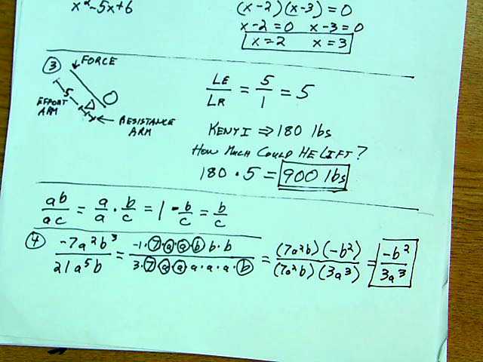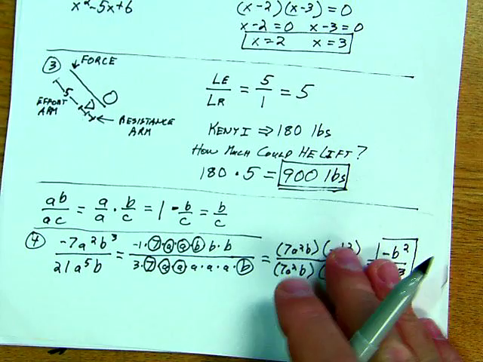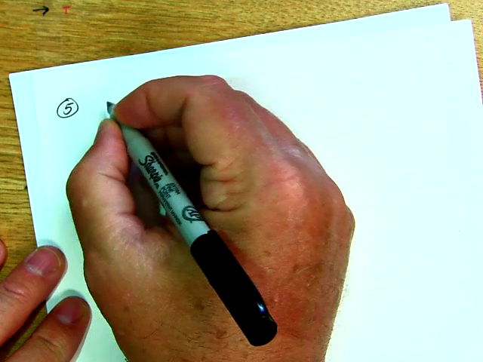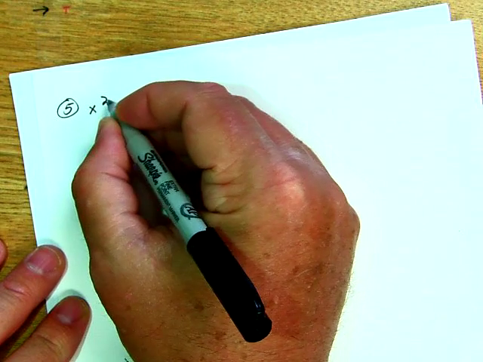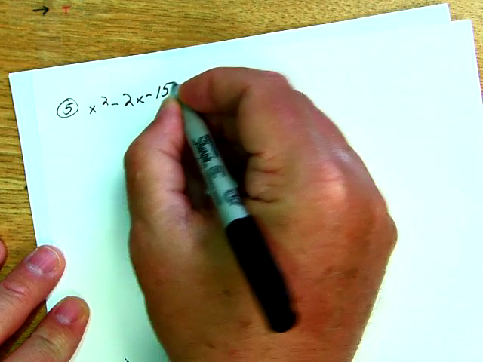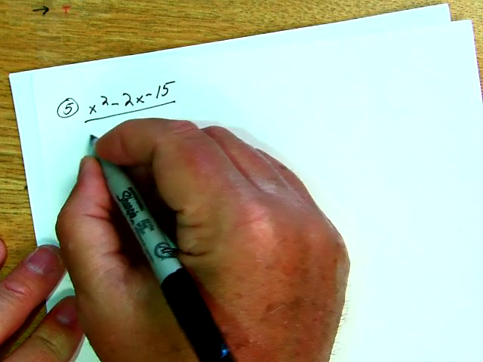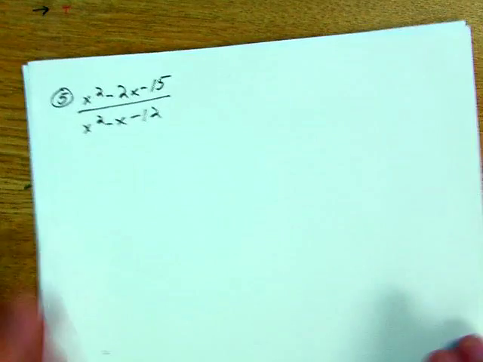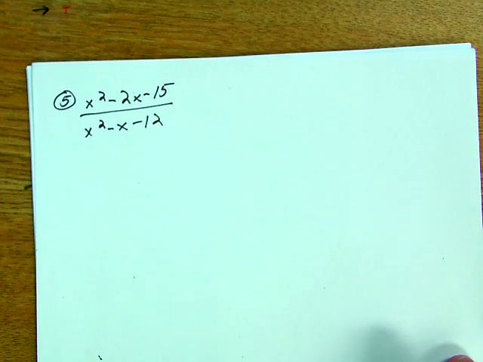All right. Now let's move on to example number 5, which is a little more complex. We have x squared minus 2x minus 15 all over x squared minus x minus 12. So we have two quadratic expressions, and we're trying to simplify that. Well, let's factor both of them.